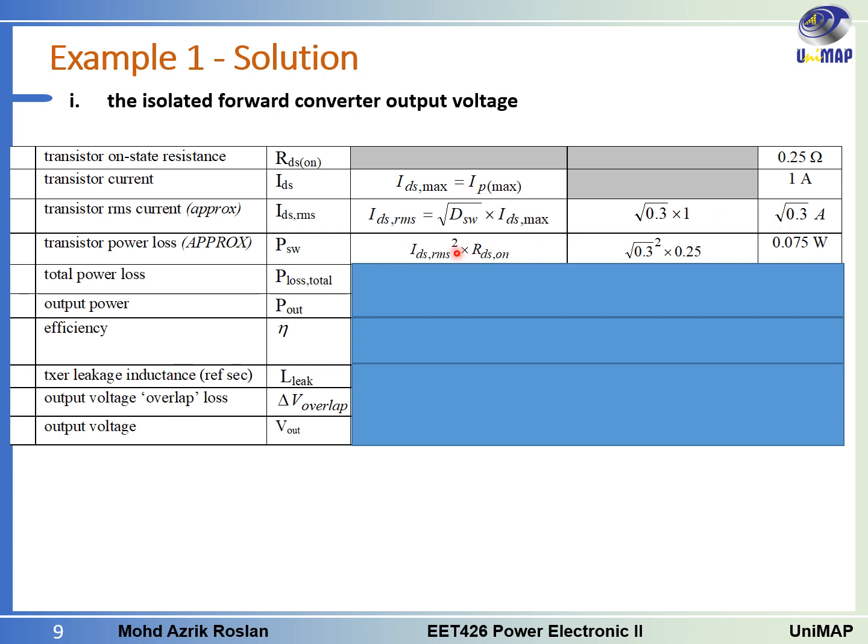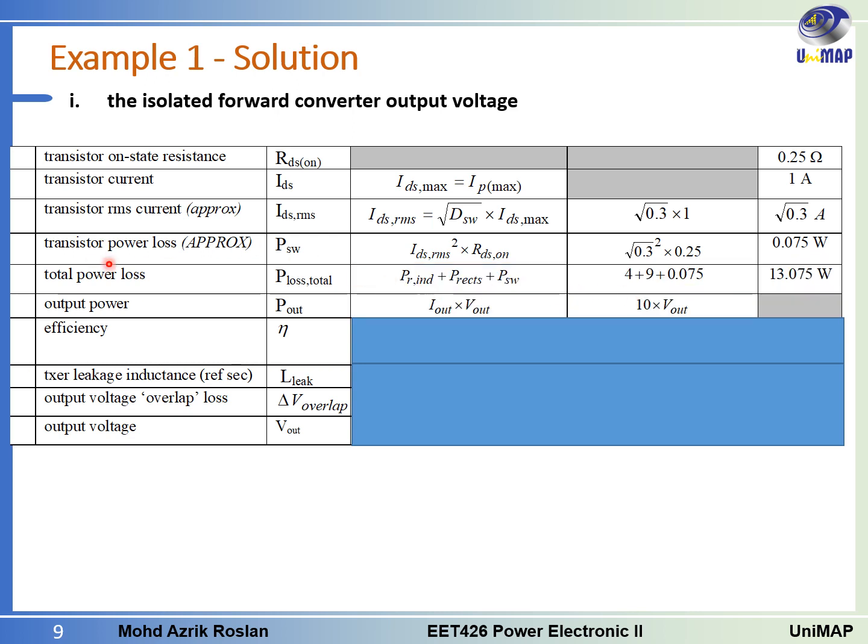And then we have the transistor power loss, P switch, equal to I_DS RMS squared multiplied by R_DS(on). Because we have I_DS RMS equal to the square root of 0.3, we have to square that and then multiply by 0.25, so it will be 0.3 multiplied by 0.25, which is equal to 0.075.